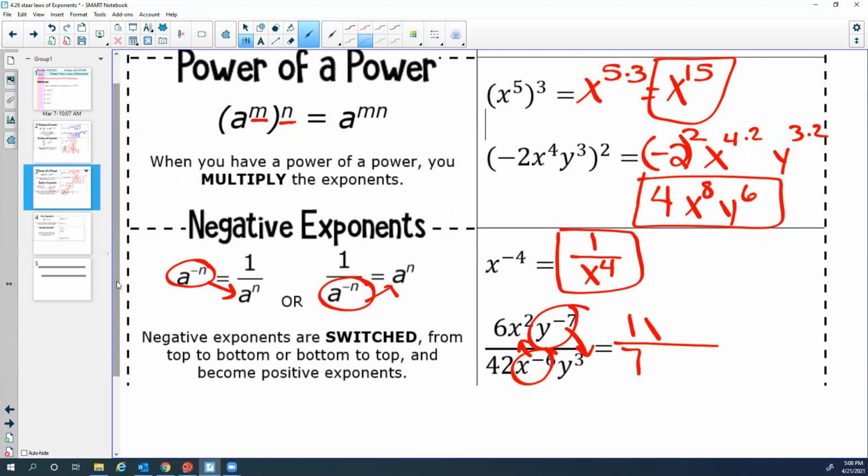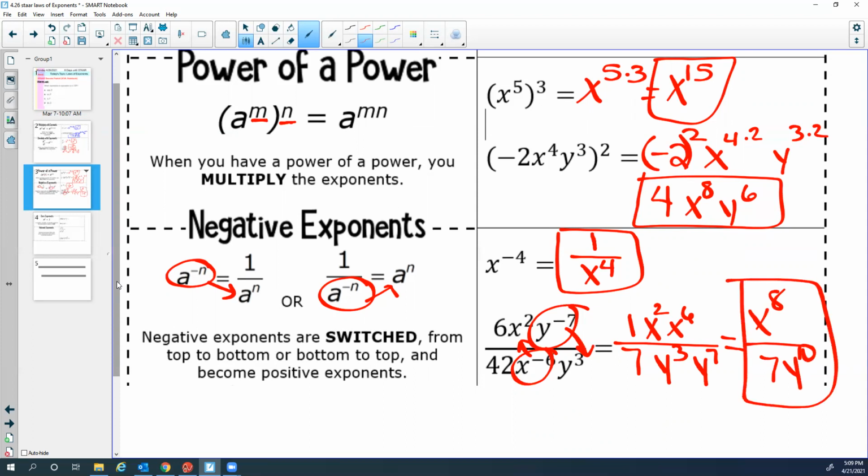Your x's are now both on top, x^2 and x^6. Your y's are both on the bottom now, y^3 and y^7. Since both x's are on top, you can add those: x^6 plus 2 is x^8. On the bottom, we'll get 7y^10, and that is our final answer.